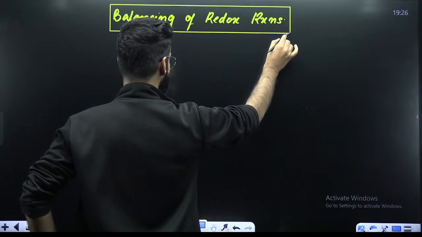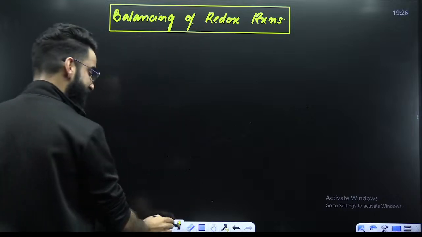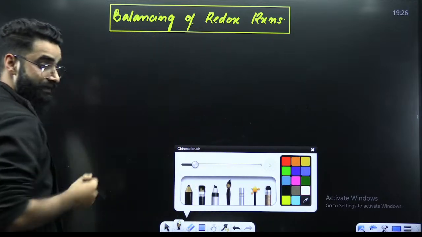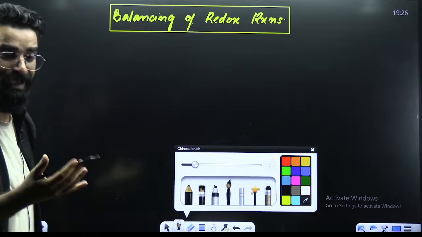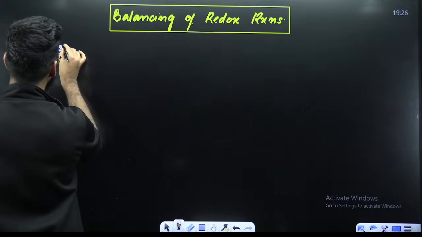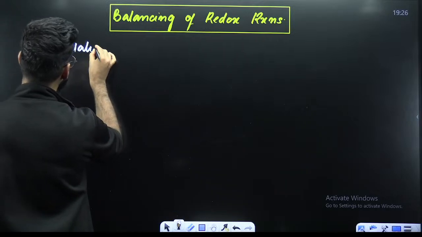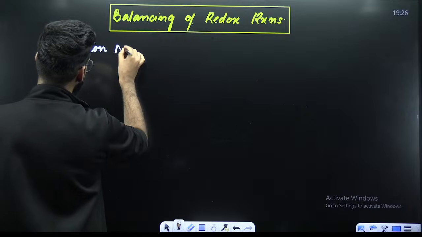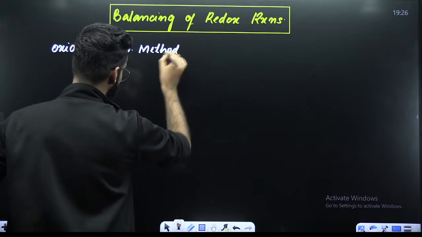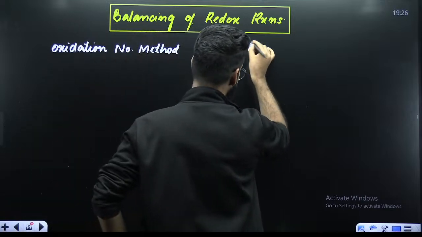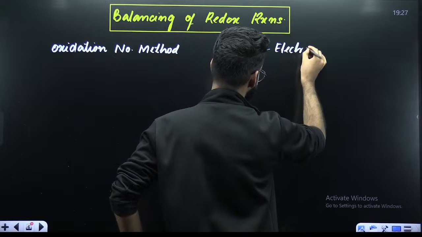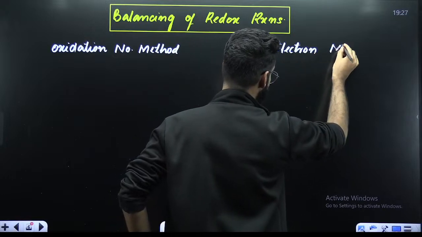My dear students, let me first of all tell you there are basically two methods which can be used to balance a redox reaction. The first method is the oxidation number method, which is the easiest. And the second one is the ion-electron method.